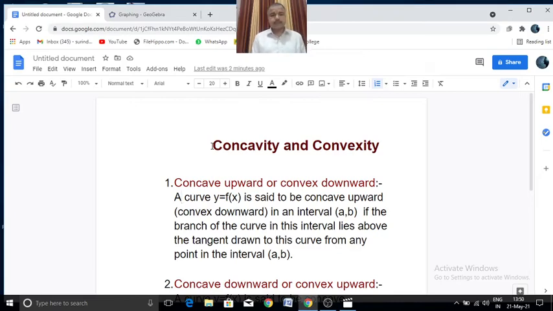Dear students, in this video we shall discuss concavity and convexity of a curve. So first definition, concave upward or convex downward. One is the same thing, either we can say the curve is concave upward or convex downward.